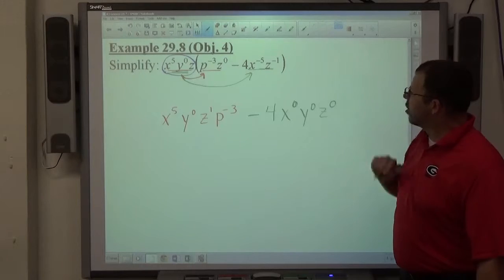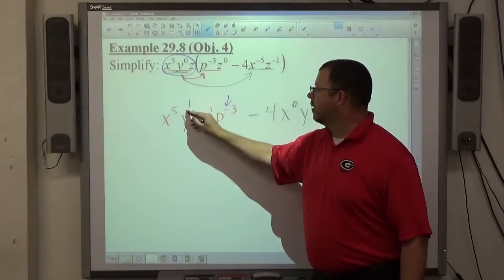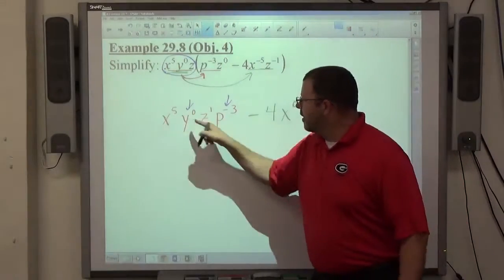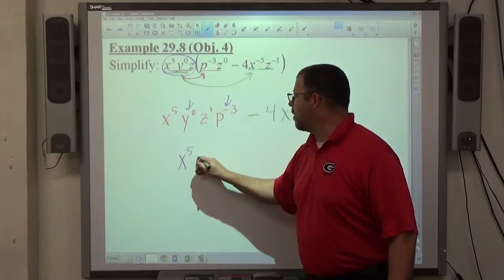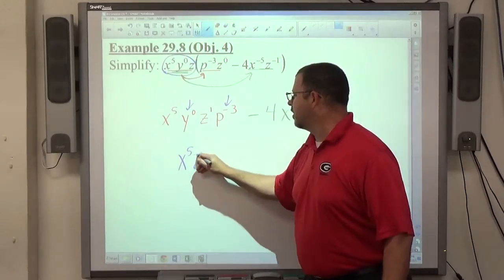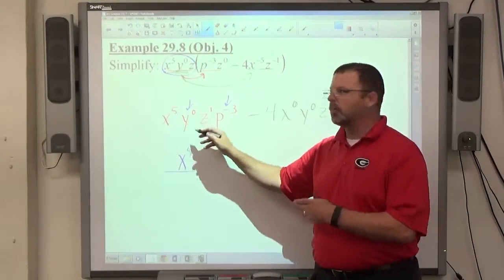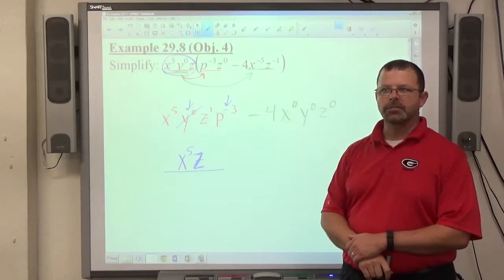Looking at the red term, what's wrong with the red term? There's two things: a negative power and a 0 power. Notice, x to the 5th and z are behaving themselves. They get to stay right where they're at. I probably wouldn't put the 1 on the z. I would probably just put z instead of z to the first. Y to the 0 equals 1, which is being multiplied by other stuff, so it can just be crossed off.